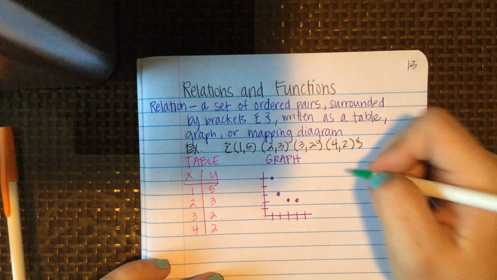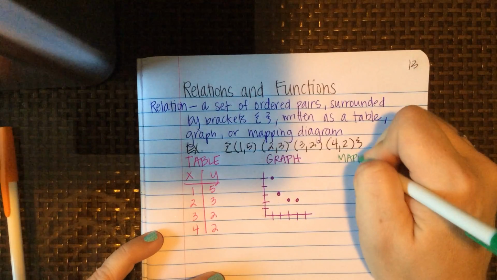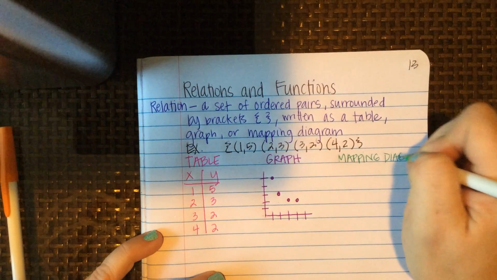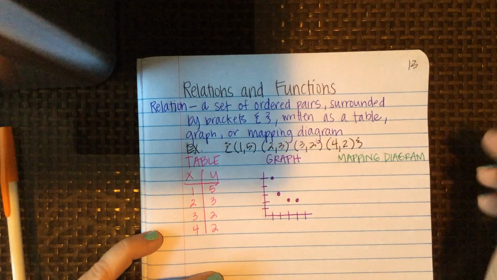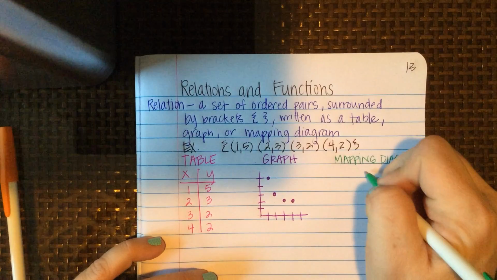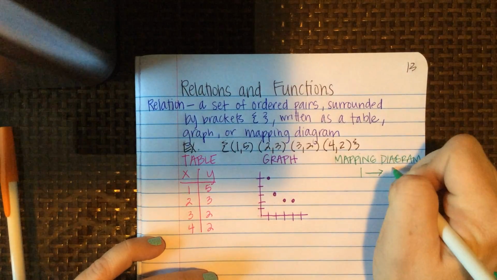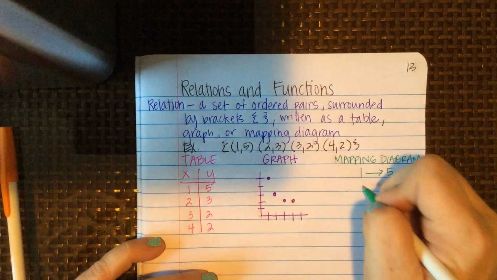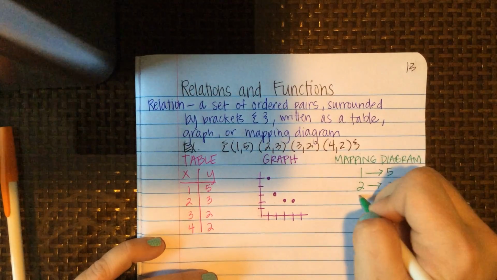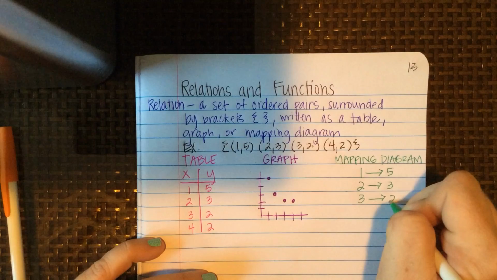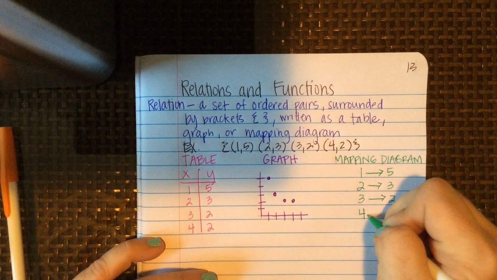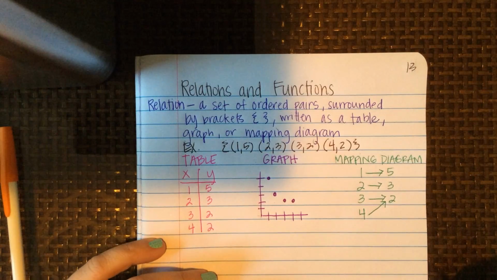And the third type is a mapping diagram. And a mapping diagram is kind of like an input-output table. So we'd have 1 and it's partnered with 5. 2 and it's partnered with 3. 3 and it's partnered with 2. And 4. But I already have 2 written down, so I can draw an arrow up to 2.